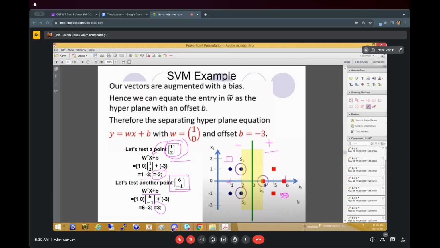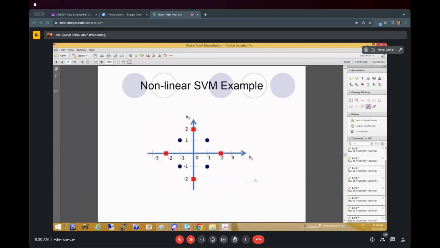That's what we have to do using our support vector machine. But so far we have discussed the linear problem, that means the linearly separable problem. Sometimes we will get data that is non-linear, which means we will not get just a linear line to separate positives from the negatives.